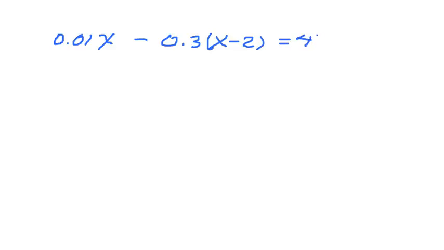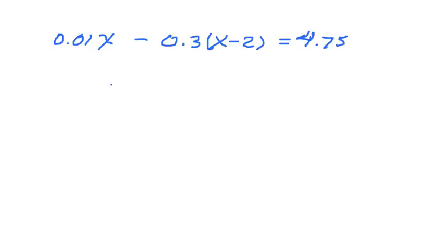Alright, so we're over here at go-to-math.com. Let's try to sneak in another one here. Only 2 minutes has gone by. So let's say we have 0.01 times x minus 0.3 times (x minus 2) is equal to 4.75, let's say. And we want to solve for x, and we're going to distribute this 0.3 across.